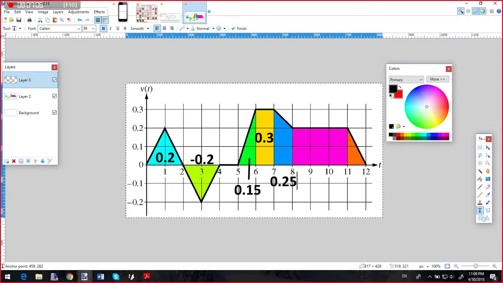So I'm going to stick down here. In pink, I've got 6 of these squares, so that's 0.1 times 6, which is 0.6 for my area here. And then I've got another triangle, so this is 0.2 times 1 divided by 2, which is 0.1.